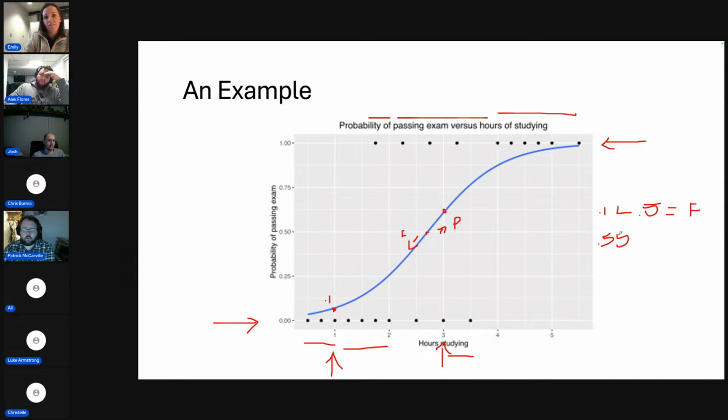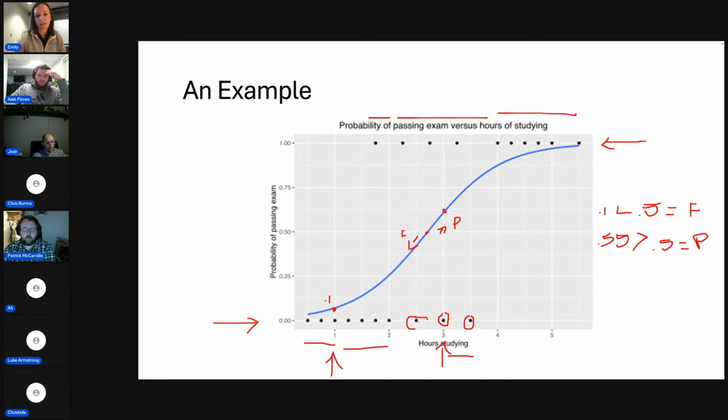And since 0.55 is greater than 0.5, we're going to say that the probability that they pass is 0.55, and we're going to predict that they pass. But in reality, we see that this person studied for 3 hours. This person studied for more than 3 hours. And this person studied for 2.5 hours, yet they all failed.